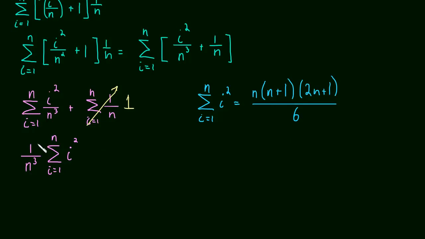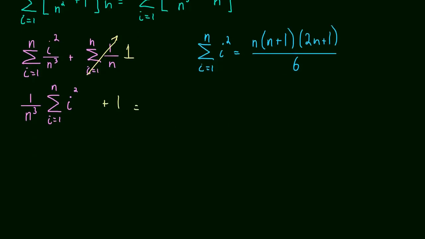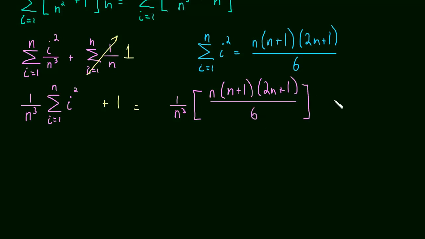Okay, so this becomes, let's see, and this is all plus 1. So what does this whole thing simplify to? Well, I'll stay with pink: 1 over n cubed times, well, we just wrote the sum out here, that's n times n plus 1 times 2n plus 1 all over 6, plus 1.